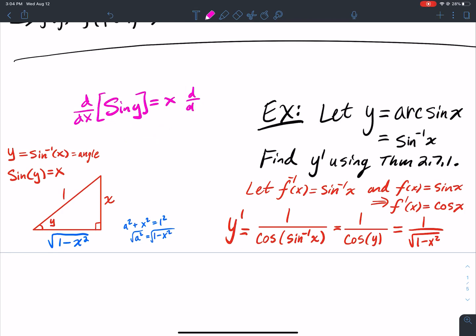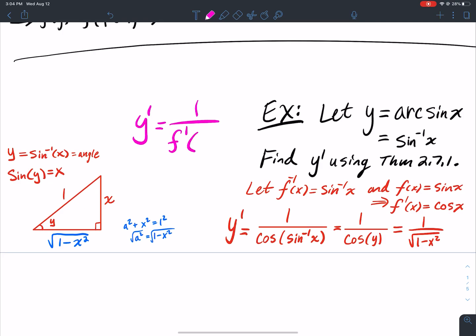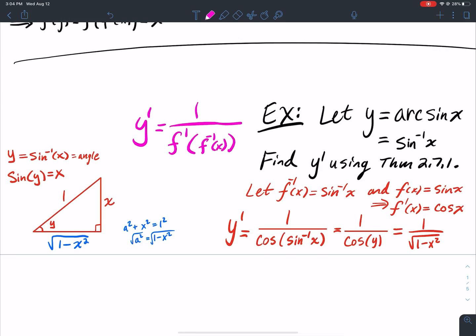Okay, let me get back. It takes a while to get back. But what does that theorem say? It says that y prime is equal to 1 over the function's derivative evaluated at the inverse function. Okay, so a little bit different, but it gets the job done.